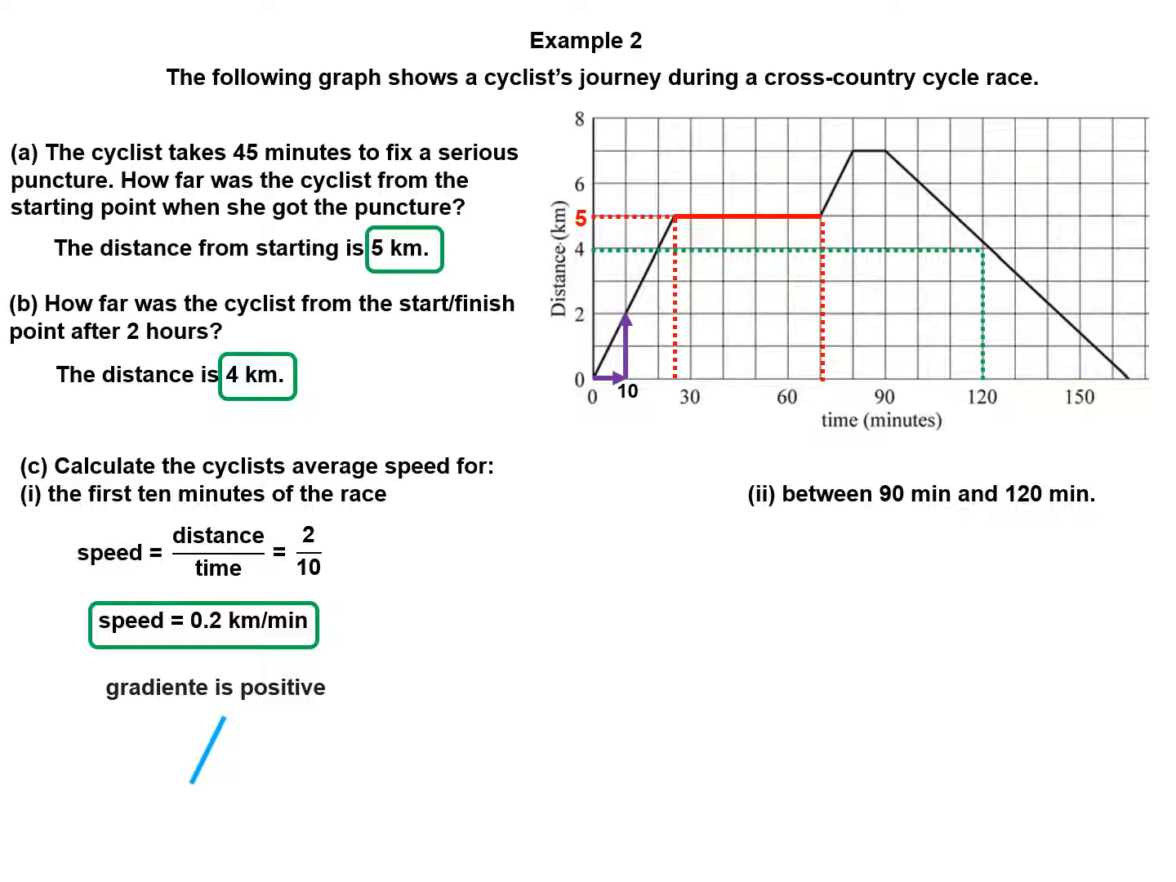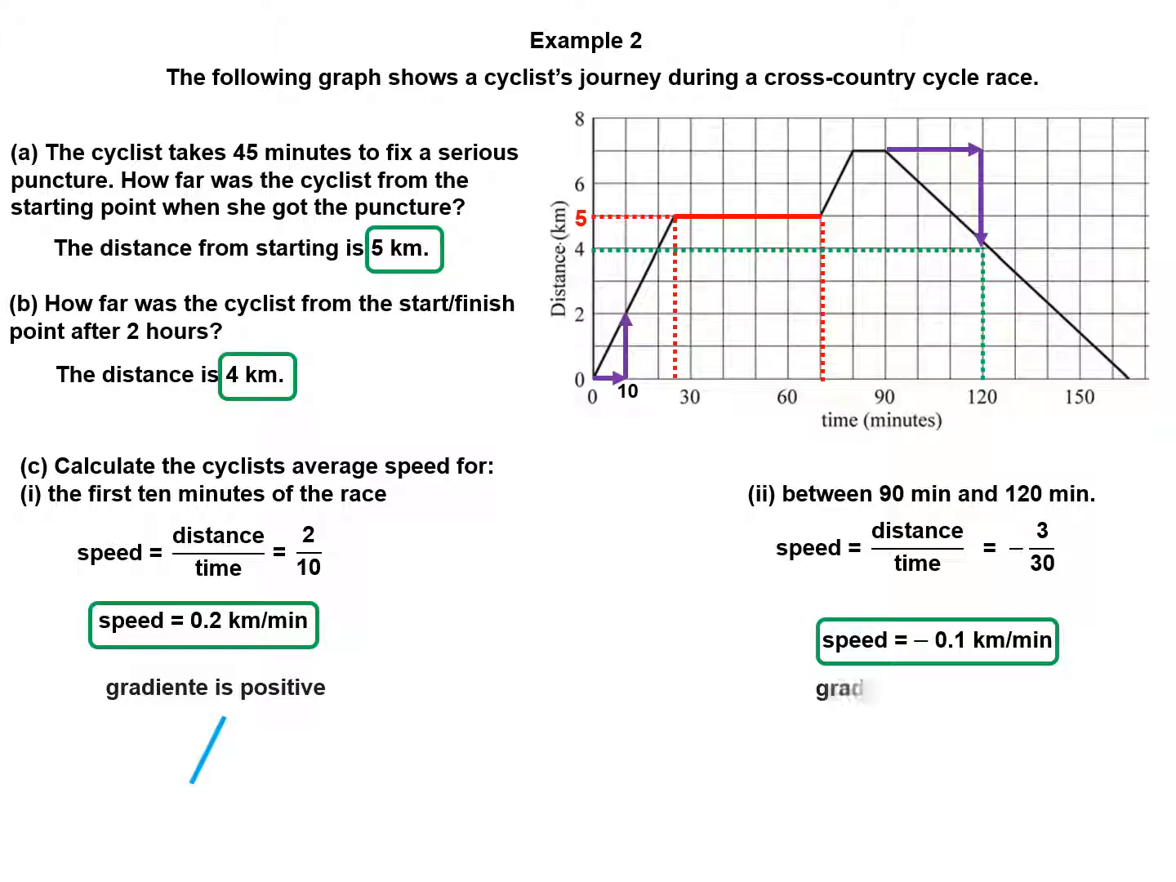Calculate the cyclist's average speed between 90 minutes and 120 minutes. Speed is distance over time. Look at the graph. Time is 30 minutes. Distance is 3 kilometers. Speed is 0.1 kilometer per minute. Pay attention now. The gradient of a line is negative if the line slopes down from left to right.